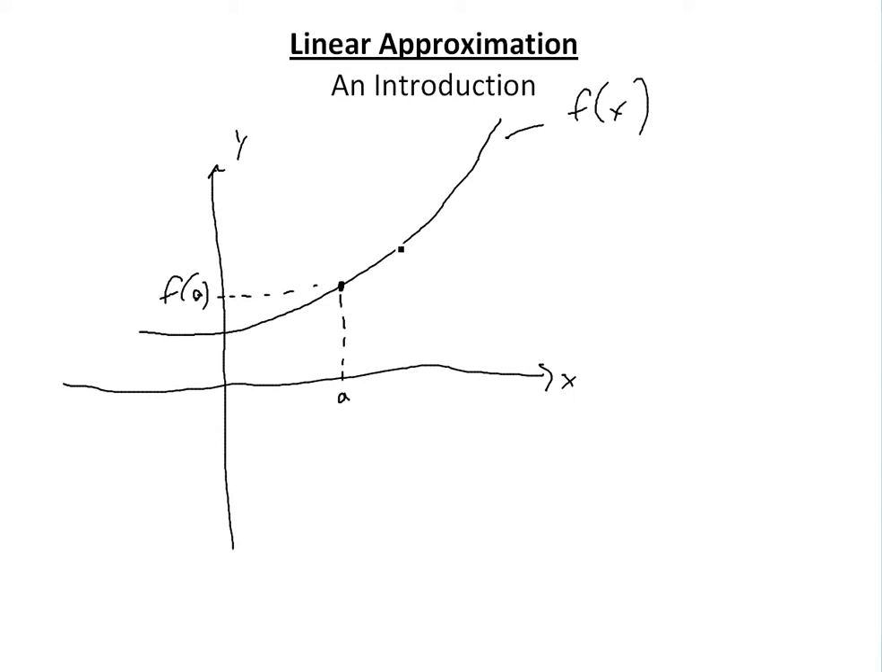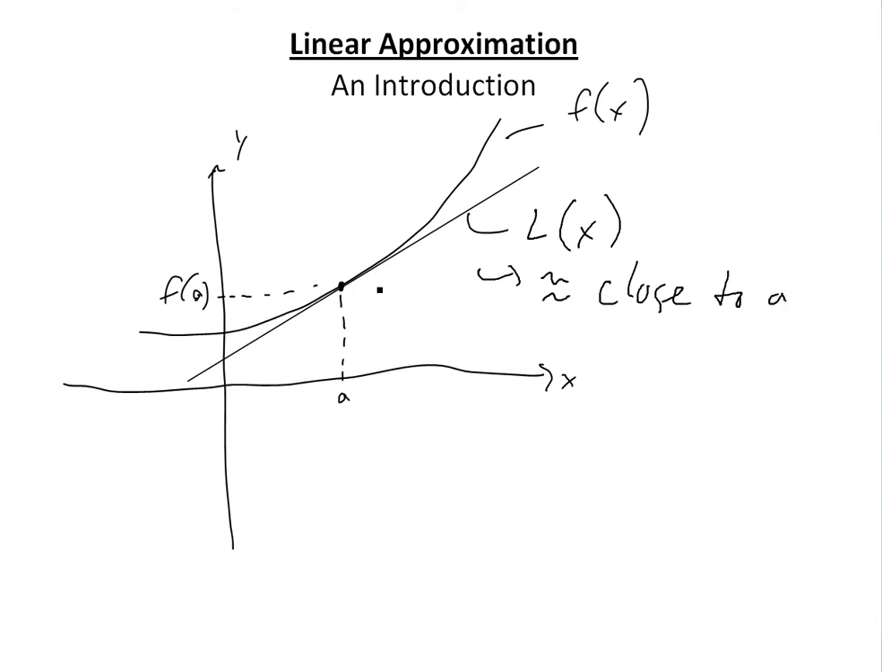So to approximate values close to this, all we've got to do is find an equation of the tangent line. So if we were to draw a line like this that's tangent to it, let's call this one the tangent line, or linear approximation, L of x. If we know this equation, then we can approximate values close to A.